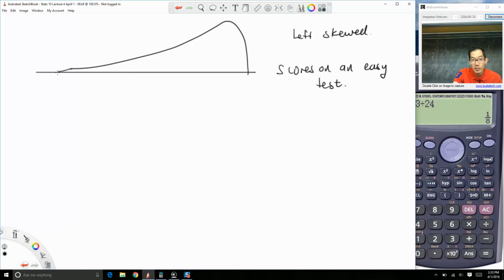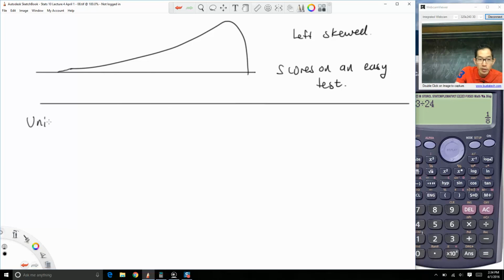But even if it's an easy test, there's inevitably some students who do poorly, maybe 30%, 25%. So they are far below the average, okay? So if someone gets 20% and the average is 90, that person is 70 points below average. 70 points above average would be 160%, which is not going to make an appearance on our graph. Okay, so that's what we have there. That's left skewed.